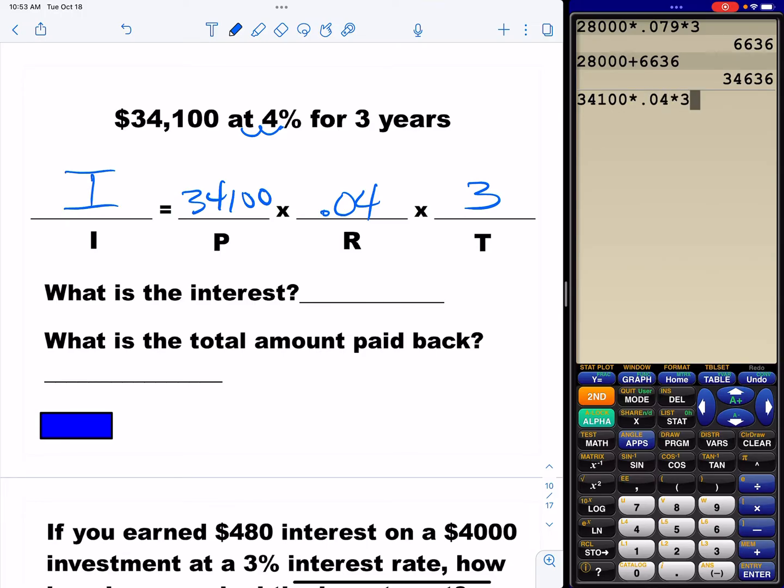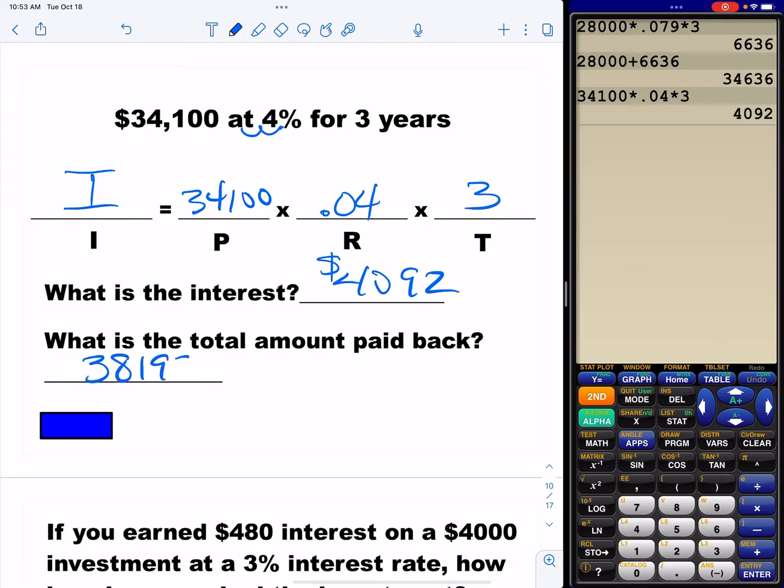0.04 times 3, and you end up with $4,092 for interest. Now, if I wanted to know what's the total amount, I'm going to add the 34,100 and the 4,092 together to get a total of $38,192 that I would have to pay back. Okay, so that is our simple standard problem where you're looking for interest.